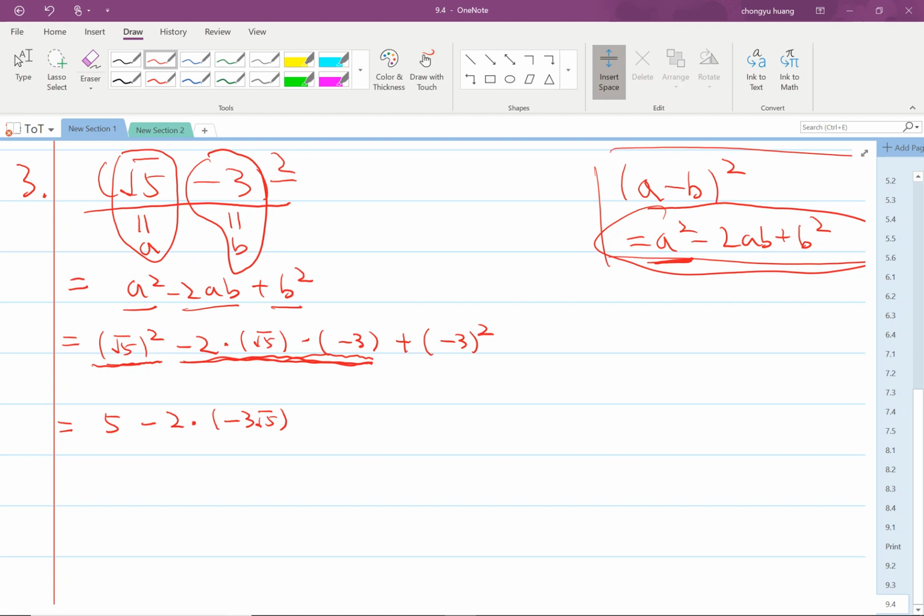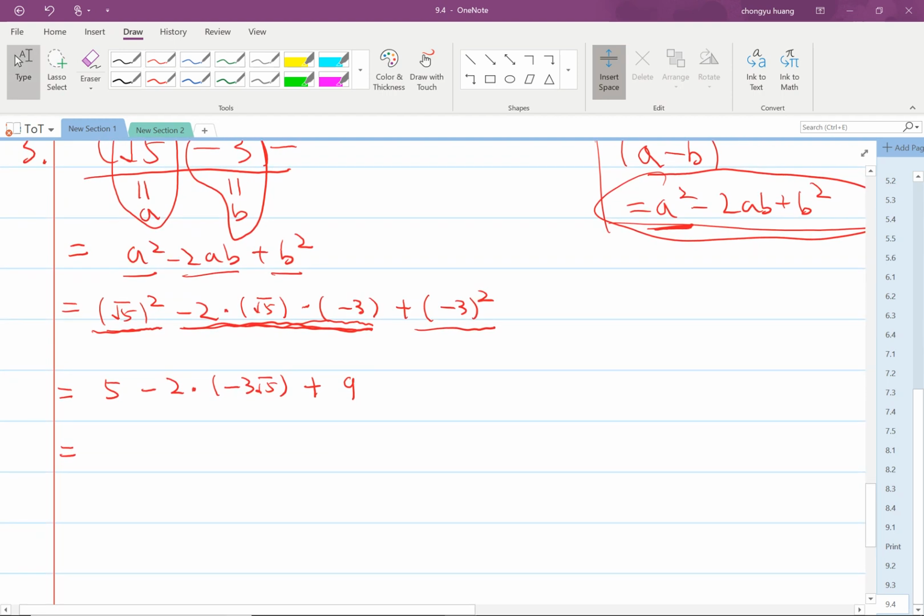And then we have plus negative 3 to the power 2. Negative 3 to the power 2 is actually equal to 9, right? Over here is just some simple calculation. Then the next step, you write down 5, because we don't have to do anything right now with 5. And then you can see we will continue our calculation over here.